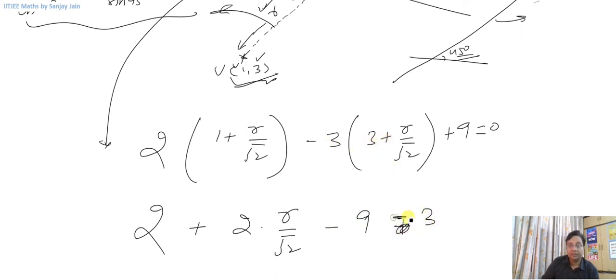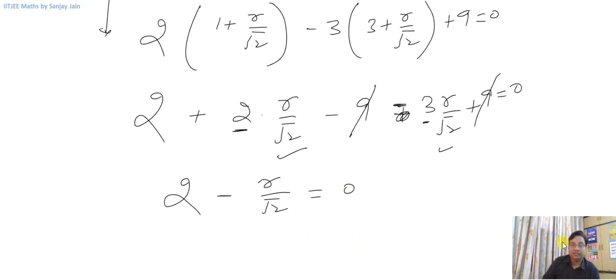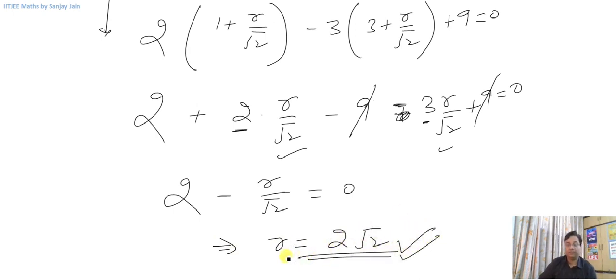3r by root 2, and this is plus 9 equals 0. So this 9 gets cancelled with this 9 here, and this is 2r by root 2, this is 3r by root 2. So I can write it as 2 minus 1r by root 2. 2 minus 3 is minus 1, right? 2 minus r by root 2 is equal to 0. So if I solve it further, I can say that r is equal to 2 root 2, right, which is a positive value of r. So r is equal to 2 root 2 units.